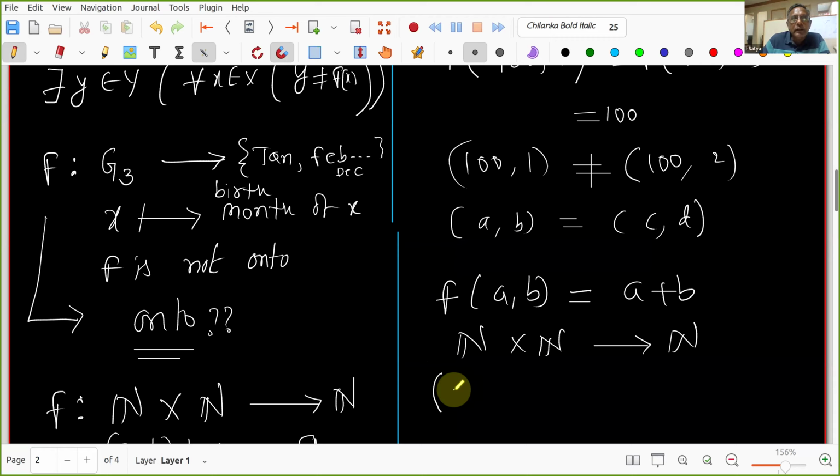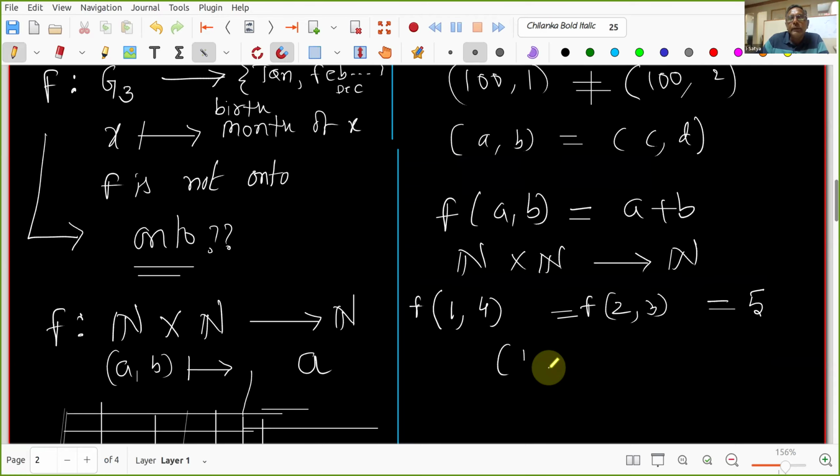But first 1-1, what is the response she gave? 5, (1,4) and (2,3), or (4,1). F of (2,3) and F of (4,1) both are mapped to 5. But (1,4) is not equal to (2,3). That's what she is saying. But she told onto, right? How many of you agree with her that it is onto?